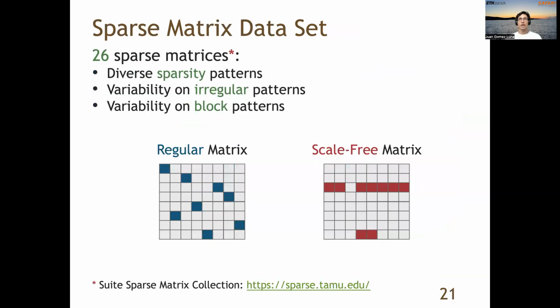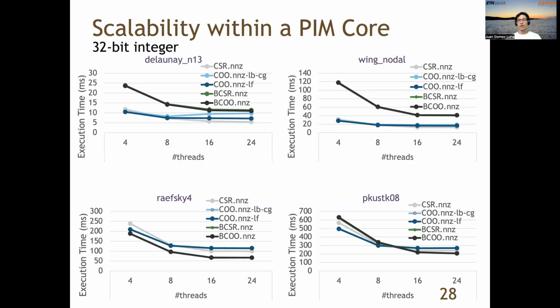For the experiments, we have used 25 sparse matrices from a well-known and public collection of sparse matrices, including different sparsity patterns and variability in the regular patterns, and also in the block patterns. There are regular matrices, and there are more scale-free matrices following a power law distribution, and each of them provide different insights. We did a lot of analysis.